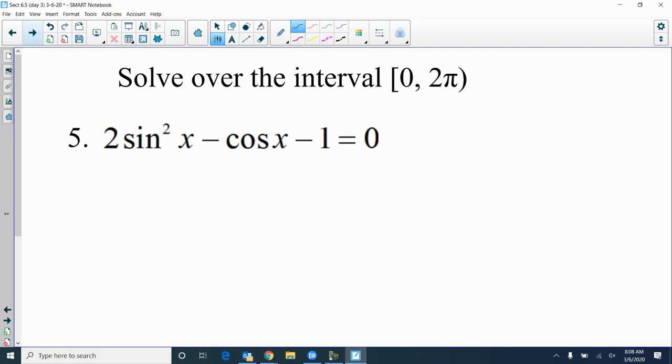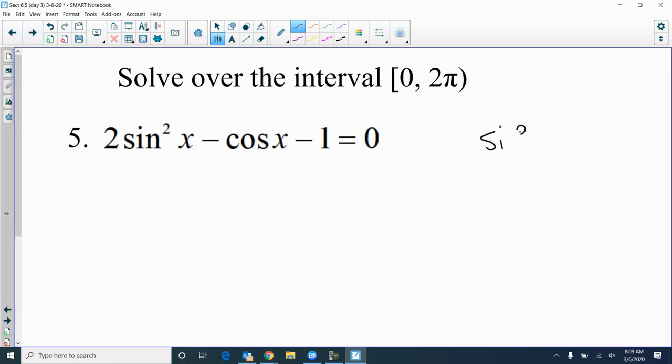Oh, this is a good one. 2 sine squared x minus cosine x minus 1. All right, huge problem. What's the huge problem? We've got a sine and a cosine. You can't factor this at this point. You want them in terms of the same function. We can do that by using a little substitution. We can take sine squared out and put in what? 1 minus cosine squared. We want to get them in terms of the same angle.